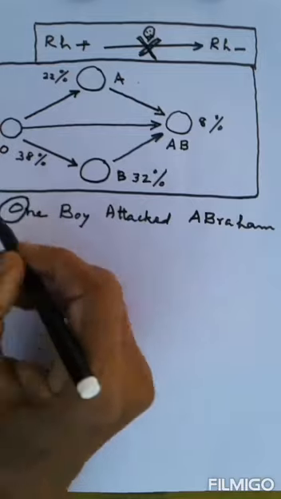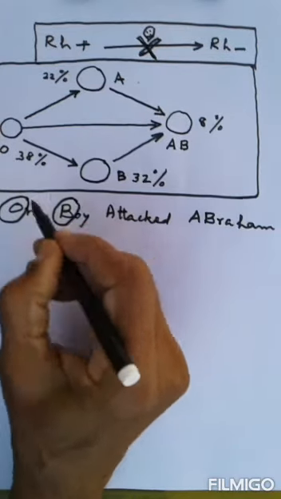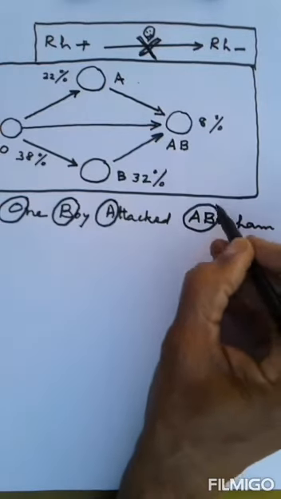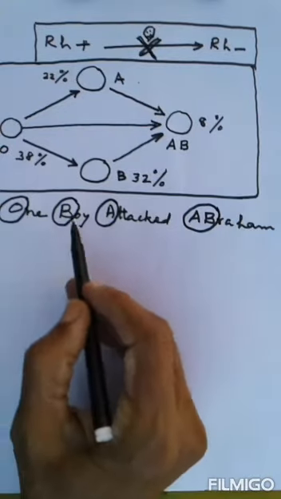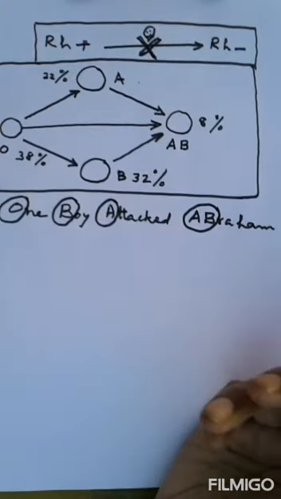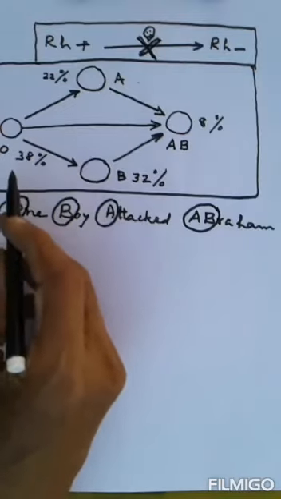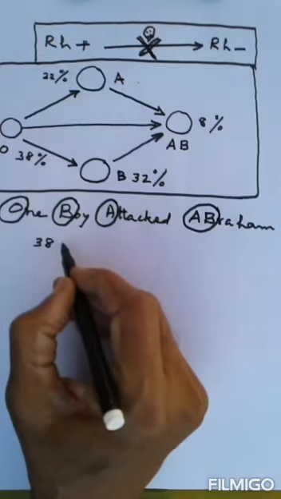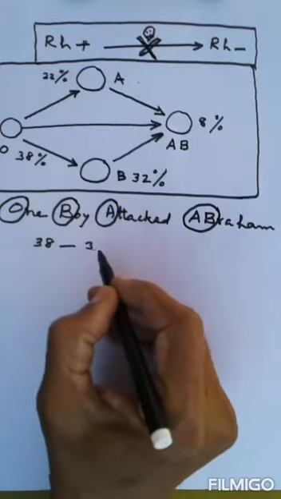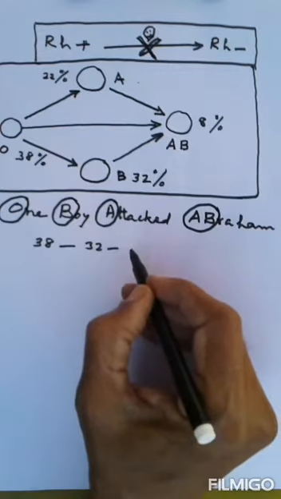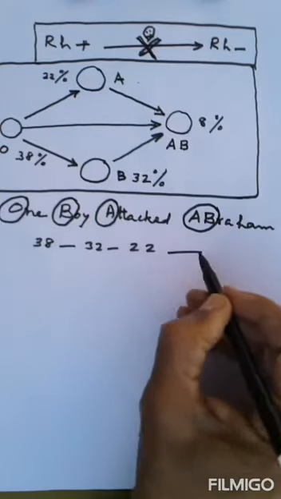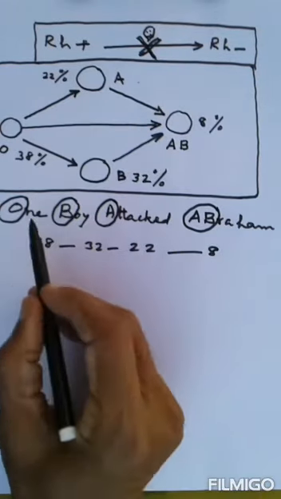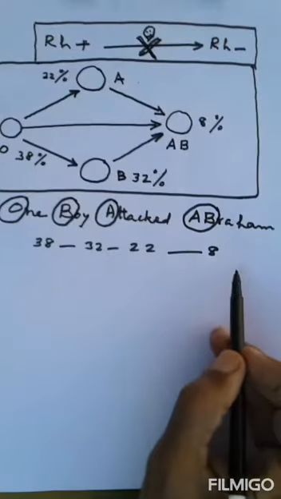1 for O, B, A, and AB. 1 boy attacked Abraham. So that will be in the order. 38%, then 32, then 22, then 8. It is in the decreasing order. This mnemonic is in the decreasing order.